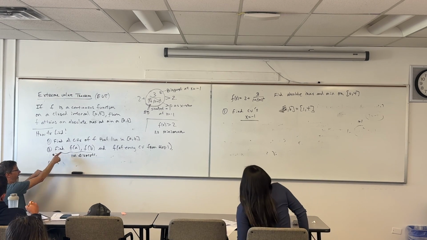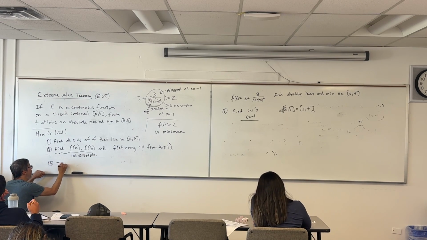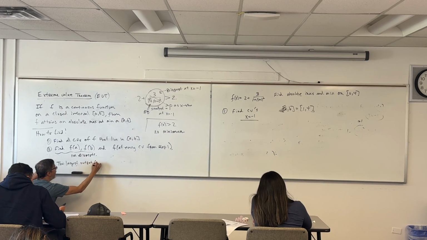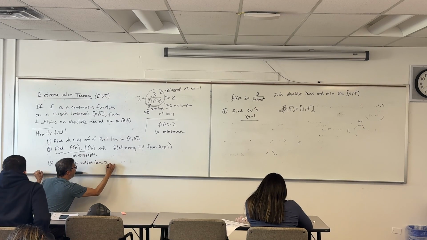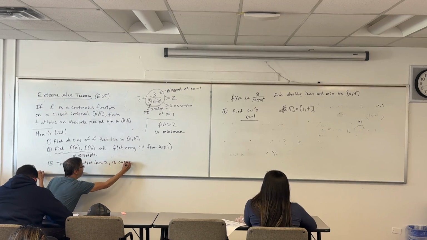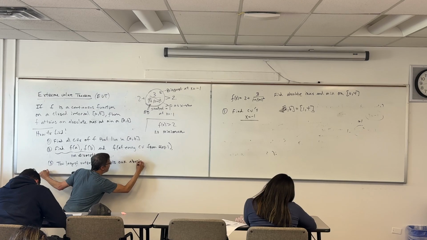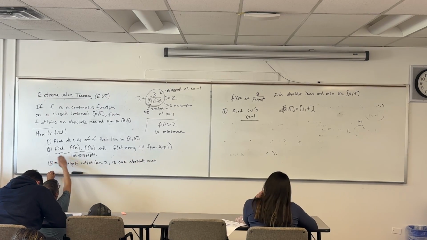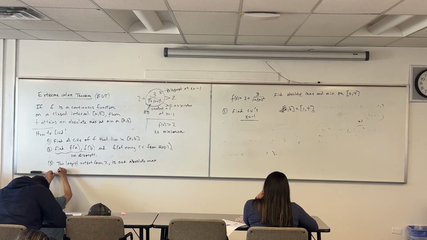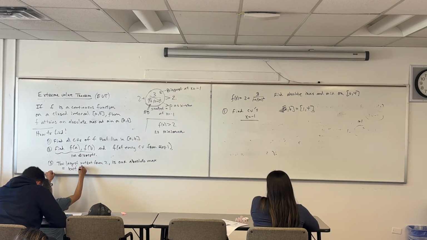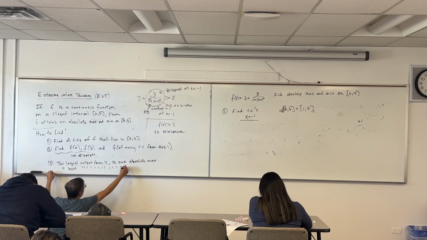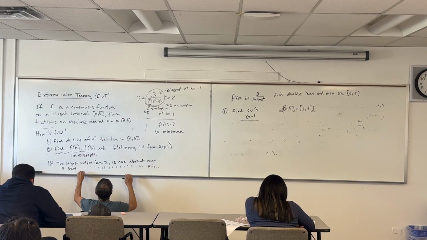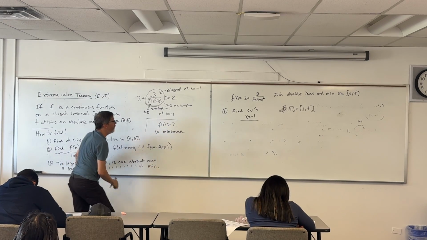Step 3 is, from this list, the largest output from step 2 is the global max, our absolute max. And the least value from this list in step 2, the least output from step 2, is our absolute min. And then you want to report.